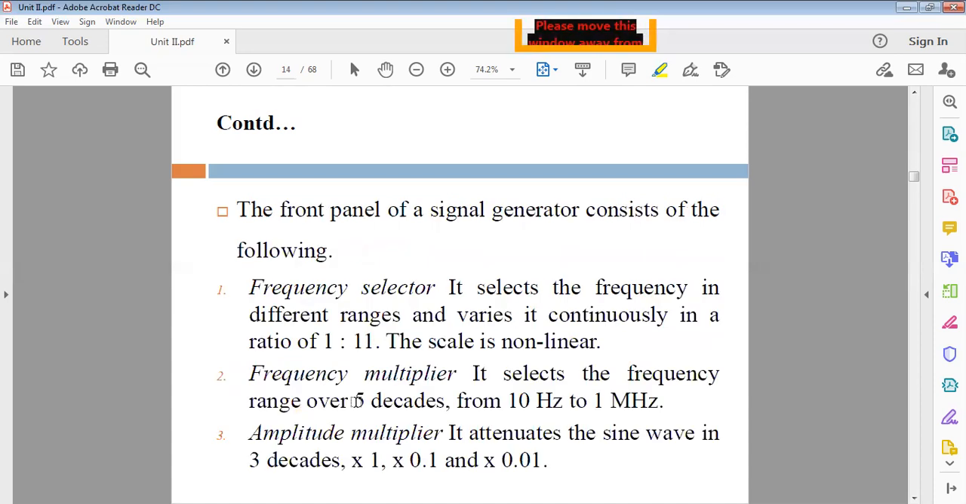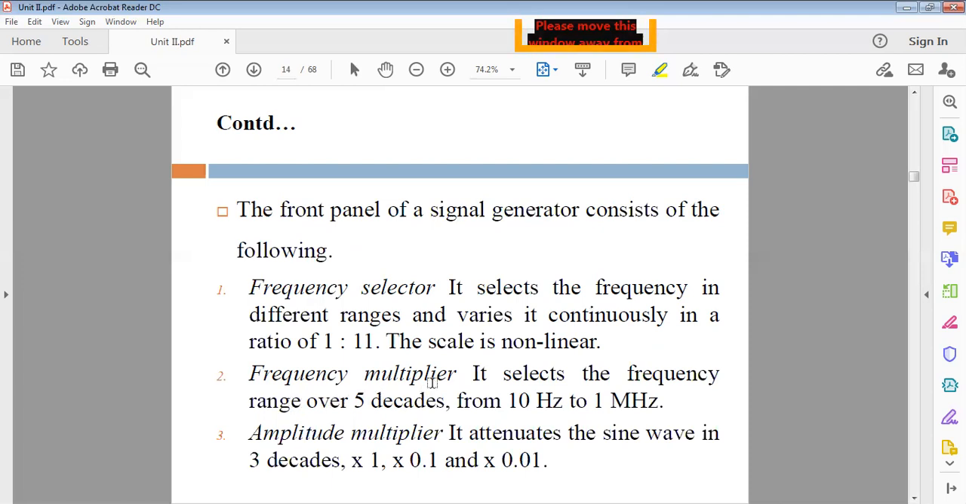Next, on the front panel of the signal generator, we have 10 knobs in total. So in that, the first one is frequency selector. This frequency selector knob is used for selecting the frequency in different ranges, and it varies continuously in a ratio of 1:11. The scale is non-linear. So frequency selector knob is used for varying the frequency continuously.